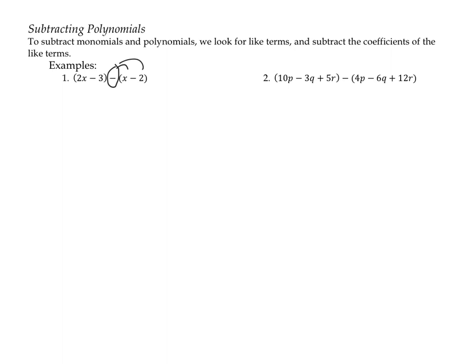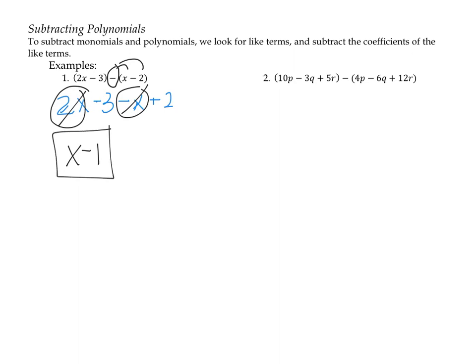So I'm going to rewrite this first binomial and then distribute my negative to my second binomial. So minus x plus 2. Negative times a negative makes that 2 a positive. And now I can combine my terms. Okay, so 2x, and then I've got a minus x, so that'll just be a positive x. Use both of those. Minus 3 plus 2 is minus 1. So that's my simplified version of my subtracting of those polynomials.